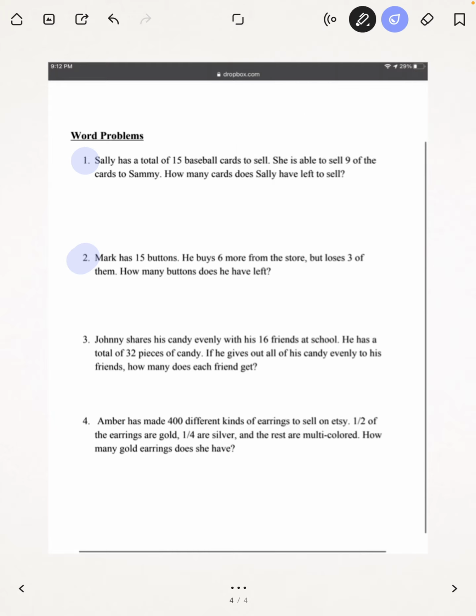Okay, Sally has a total of 15 baseball cards to sell. She is able to sell 9 of them to Sammy. How many cards does Sally have left to sell? So she has a total of 15 right now, and she sells 9 of them to Sammy. So she loses 9, so you subtract. You can't subtract 9 from 5, or you'd get a negative number, which you can't do. So from here, this one turns into 0, this one turns into 15. 15 minus 9 equals 6. So she has 6 baseball cards left.